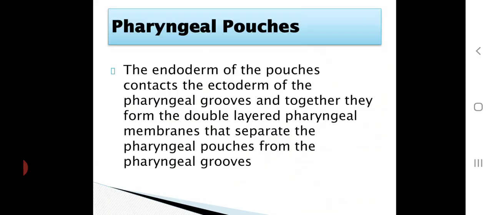So now what are the derivatives given from the pouches? We have to learn. The endoderm of the pharyngeal pouches contacts the ectoderm, so that they form the double layered pharyngeal membranes. On the outer side, the cleft is lined by the ectoderm, and the pouch is lined by the endoderm.